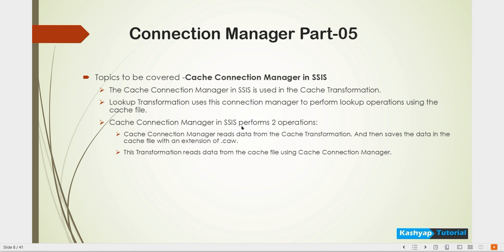The cache connection manager in SSIS performs two operations. It reads data from the cache transformation and then saves the data in the cache file with an extension of .caw. The transformation reads the data from the cache file using the cache connection manager. So let's see the practical, like how we can create the connection for the cache.